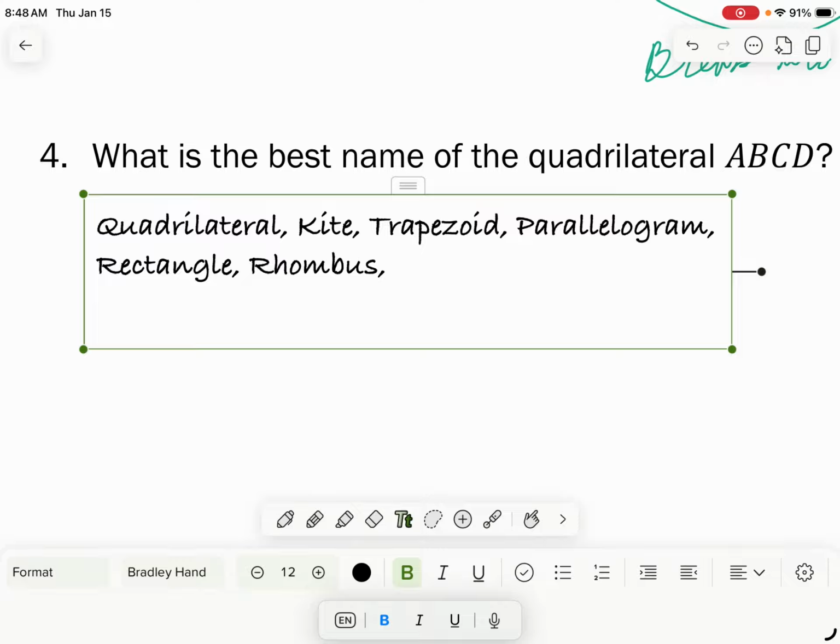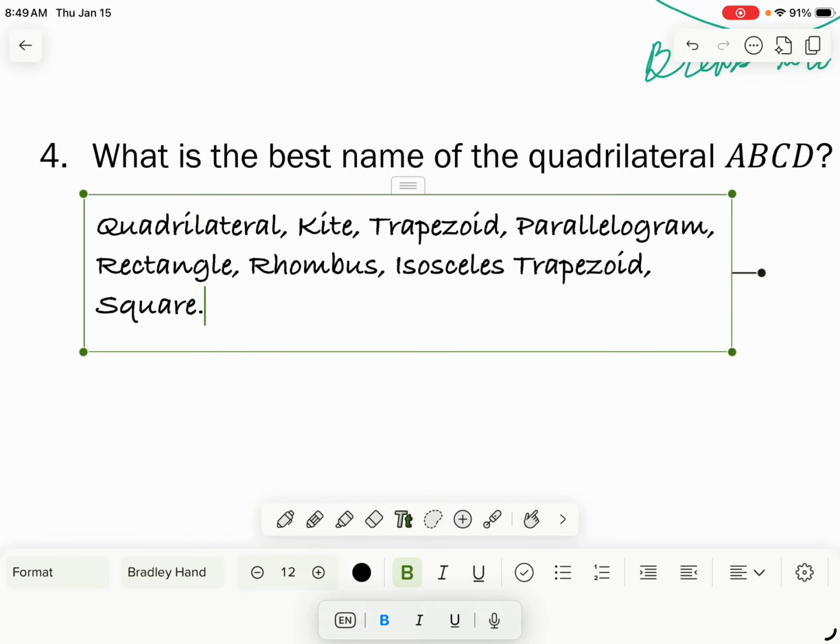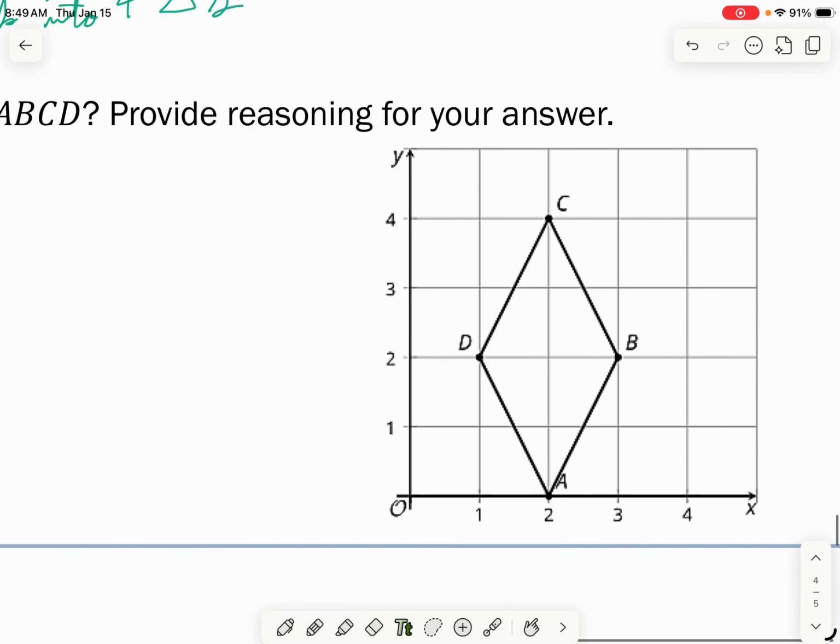Okay, so we've got the rectangle, we've got the rhombus. After the rectangle and the rhombus, we have the isosceles trapezoid. And then finally, we have the square. And the square is both a rectangle and a rhombus. So we have all of those. Which one is this? Well, in looking at it, how can I find out?